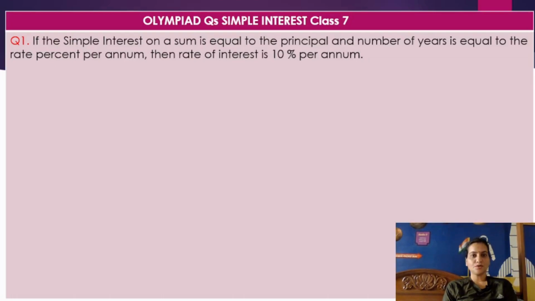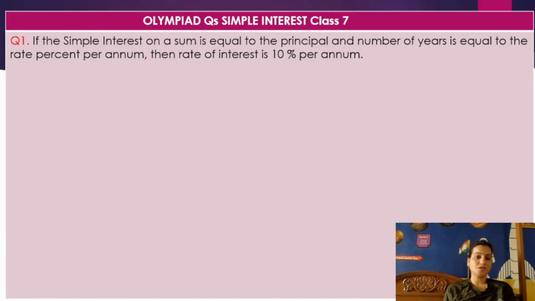So this first question is from Olympiads for grade 7 for simple interest. The question says, if the simple interest on a sum is equal to the principal and number of years is equal to the rate % per annum, then rate of interest is 10% per annum. You have to find out if it is true or false. We have to identify. So if simple interest and principal are both the same, that means simple interest is equal to principal, I can write P instead of simple interest, and number of years is equal to rate of interest, so time is equal to rate, so rate of interest is definitely 10% per annum.